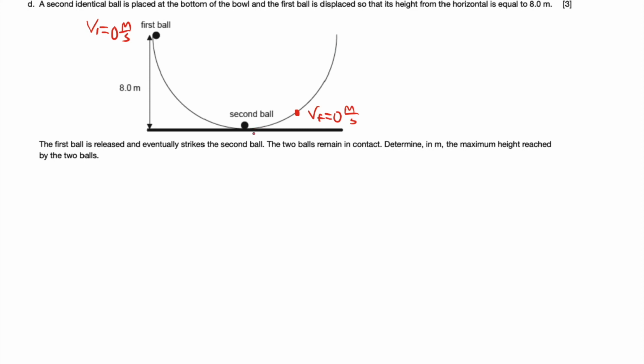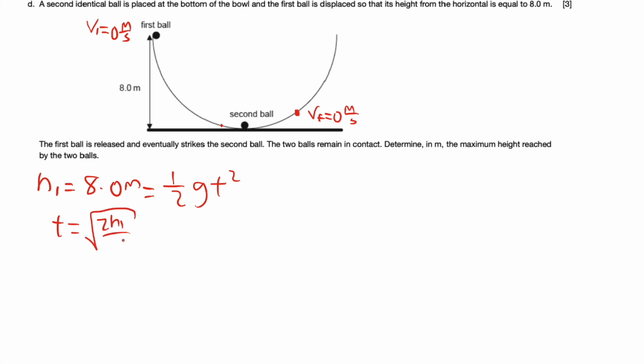But in order to use conservation of momentum, you need to find the velocity of the first ball just before they are in contact. So we know the height of the first ball is equal to 8.0 meter. Because it's released from rest, h is equal to a half times acceleration, which is gravity, little g, times t squared. From this, t is equal to the square root of 2h1 over g.